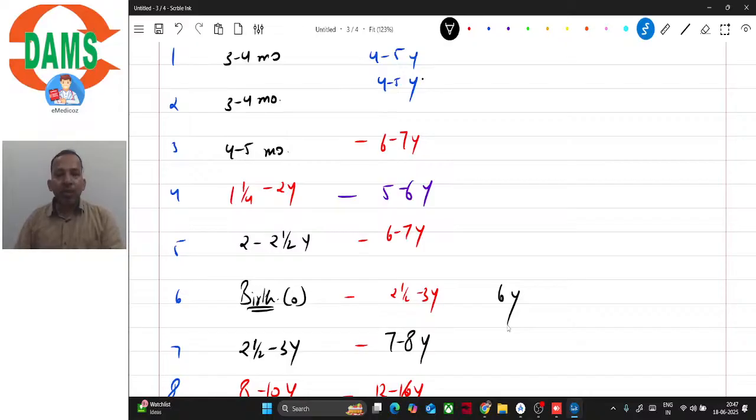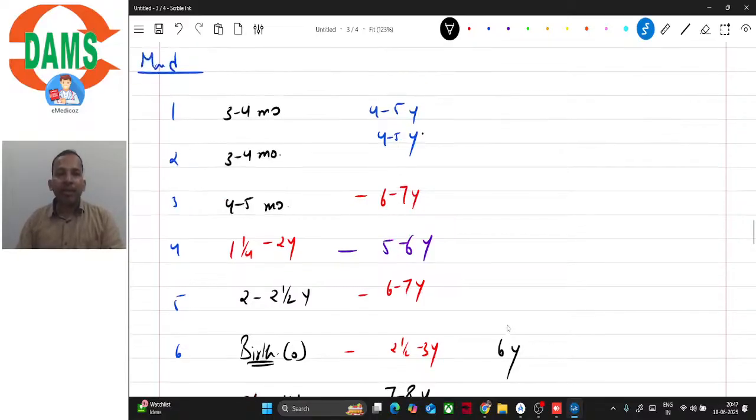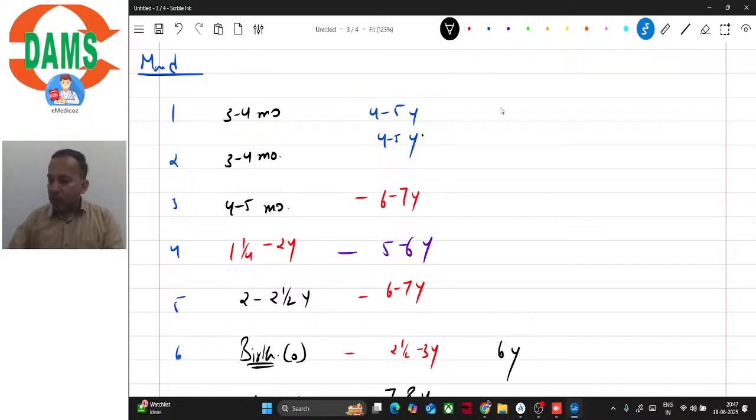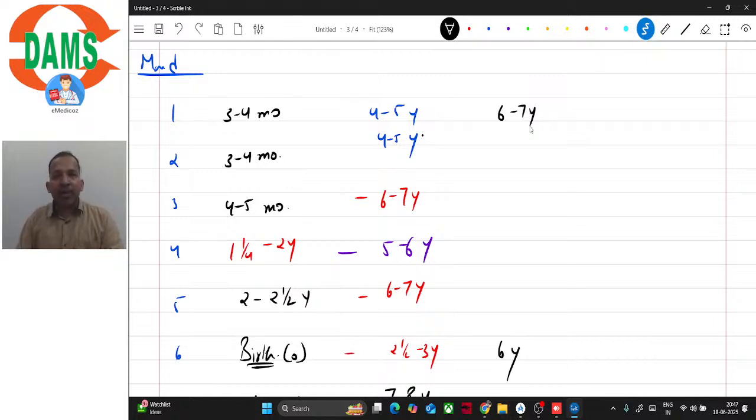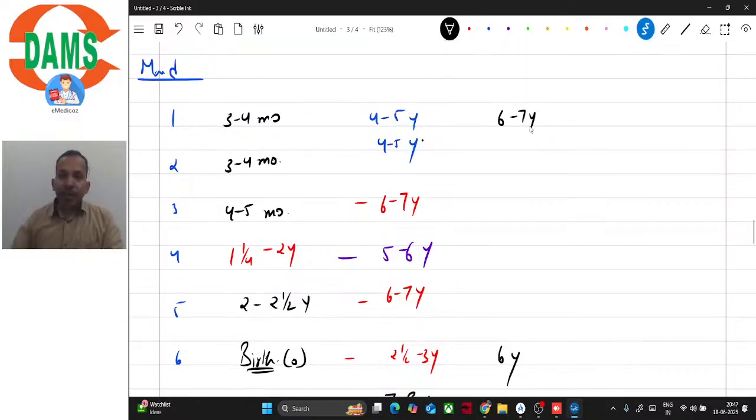Which is the next tooth to erupt? It is the mandibular central incisor. So it erupts almost along with the first molars at 6 to 7 years of age. So lower and upper first molars and lower central incisor, they all erupt at an age of about 6 to 7 years. Next, mandibular lateral and maxillary central.